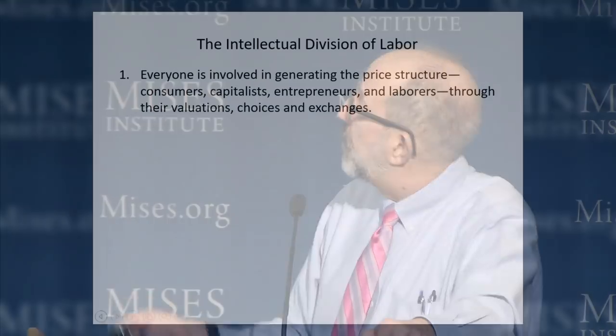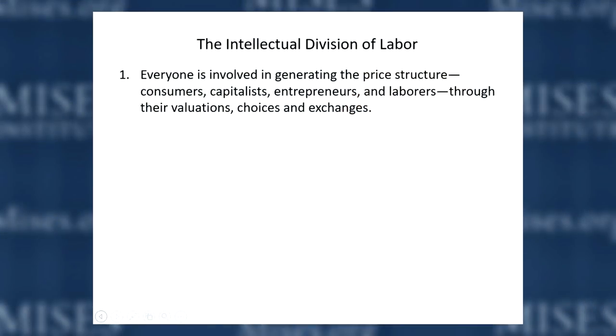So what Mises talked about was the intellectual division of labor. He said everyone is involved in generating the price structure. Consumers, capitalists, entrepreneurs, and laborers, okay? They meet on markets, and on markets, they exchange. And underlying those exchanges are everyone's valuations and choices, which lead to those exchanges. And those are what generate prices. So prices are a social phenomenon, okay?